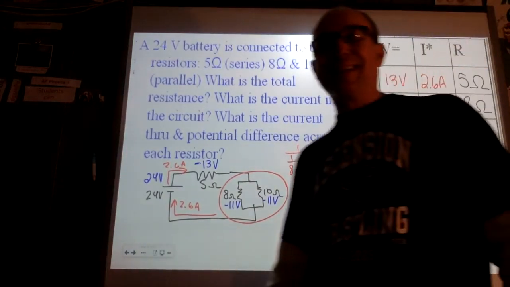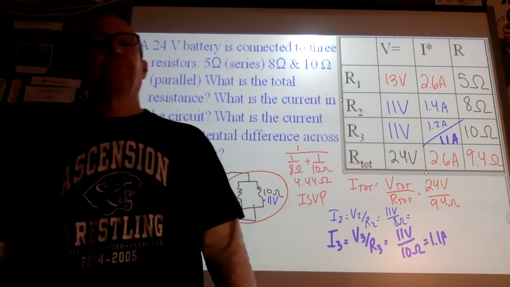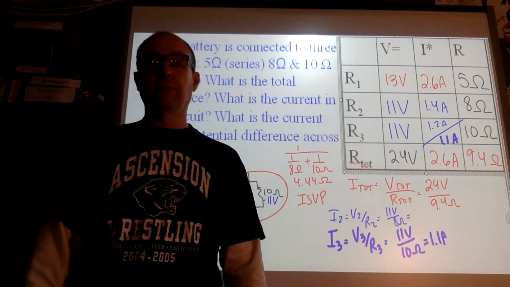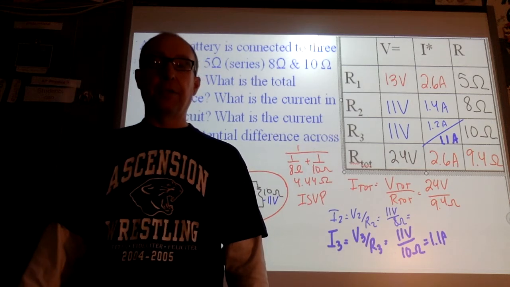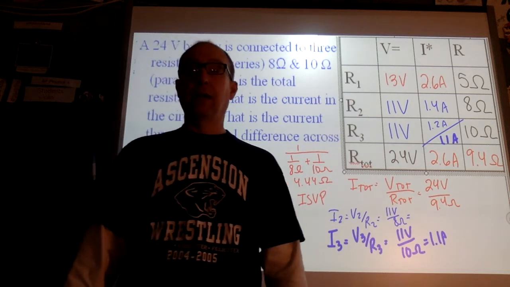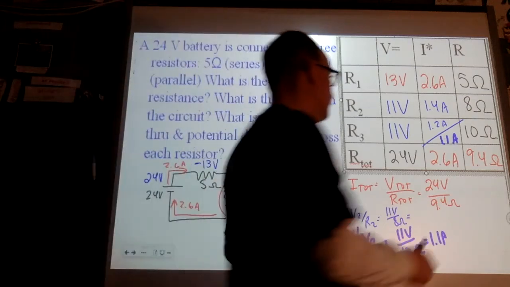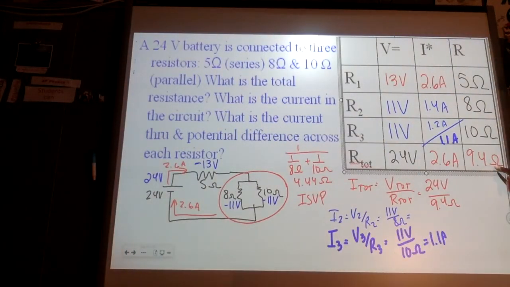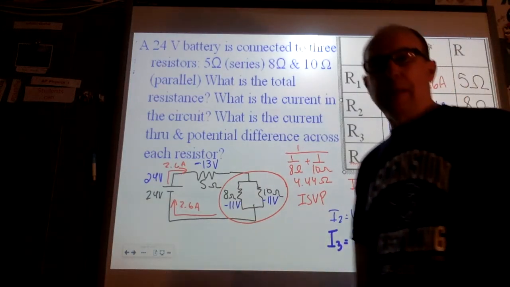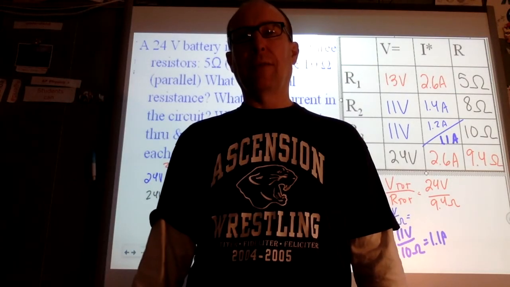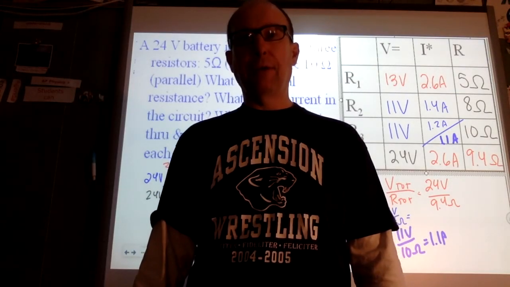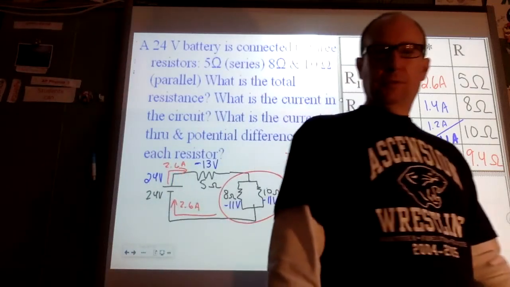So why aren't these exactly the same? Well, rounding. That's why I said if you had a better teacher, he would have made it so you didn't have to round and they would work out better. I rounded here to 9.4 and I rounded there to 2.6. And so it's not a huge difference though, if we're talking about 1.2 and 1.1 amperes, it's not that big.